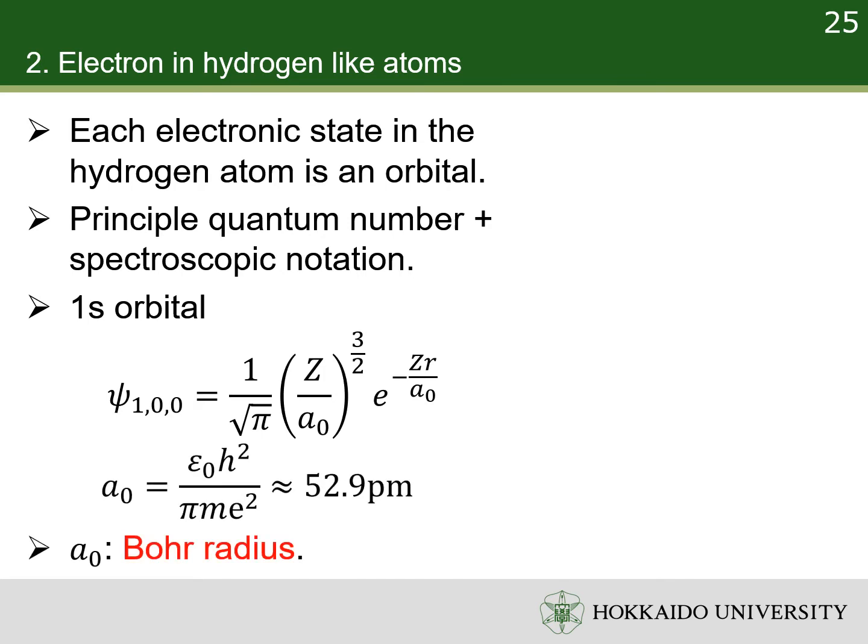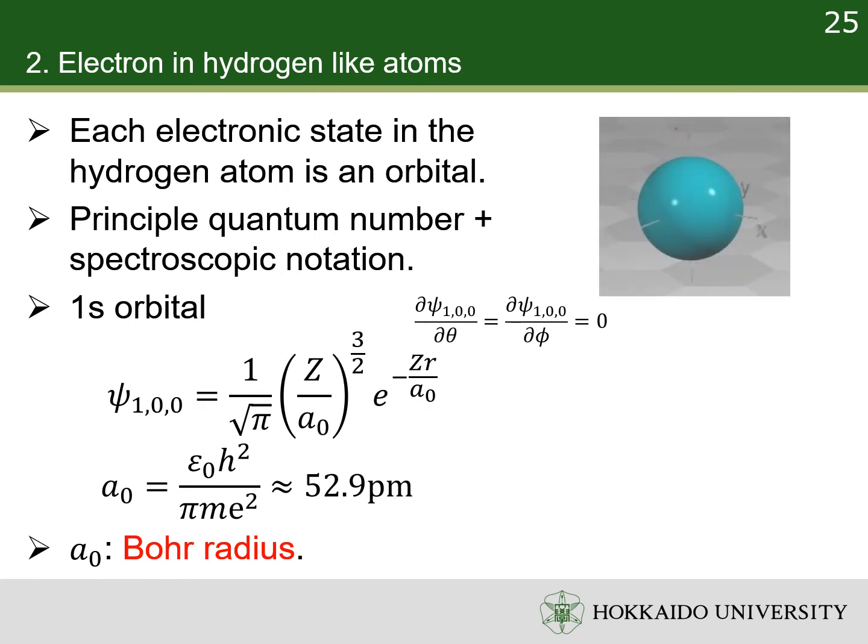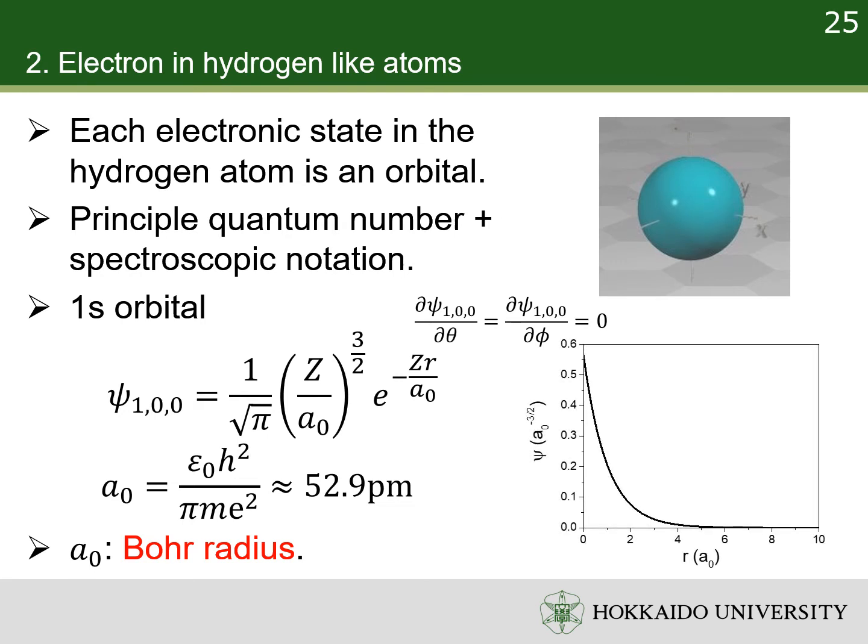The constant a0 is the Bohr radius. It is the radius when n equals 1 in Bohr's model, and it is the typical size of atoms. You can see that the wave function of the 1s orbital is independent of the direction. So, the 1s orbital is spherically symmetric. The wave function decreases exponentially with the distance from the nucleus.